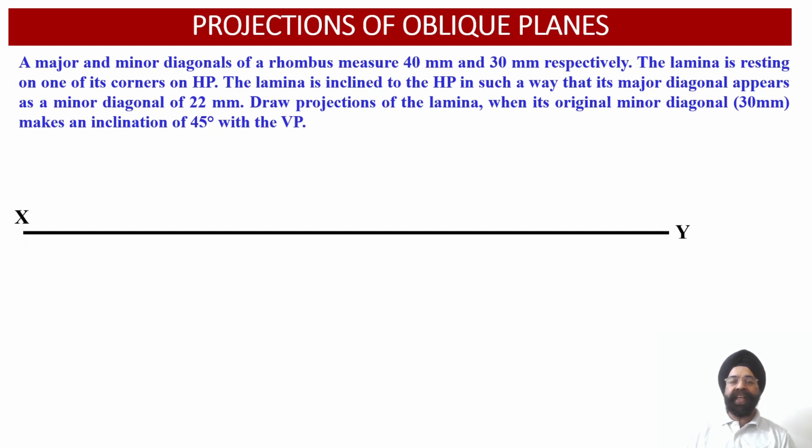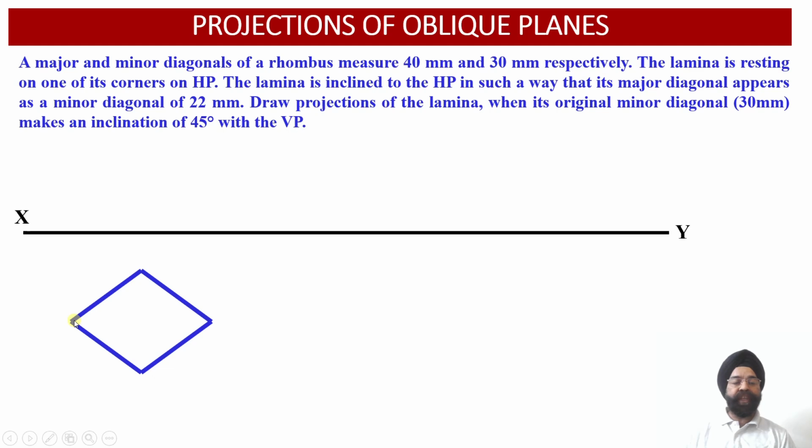Now, as we have discussed, since the first angle of inclination of the surface of the lamina is with respect to the horizontal plane, onto the horizontal plane, that is below the XY reference line, in the top view we are going to obtain the true shape of the rhombus shaped lamina over here.